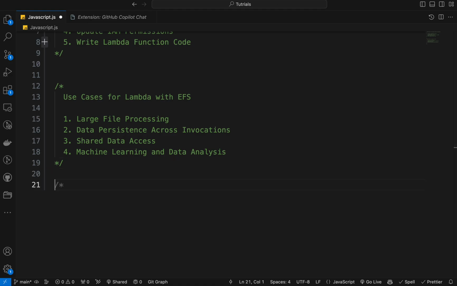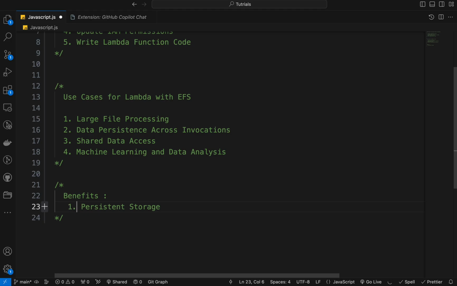So what are the benefits of using EFS? The first one that I would say is persistent storage. Lambda functions can access a persistent storage layer, which is not naturally possible with Lambda's ephemeral storage.